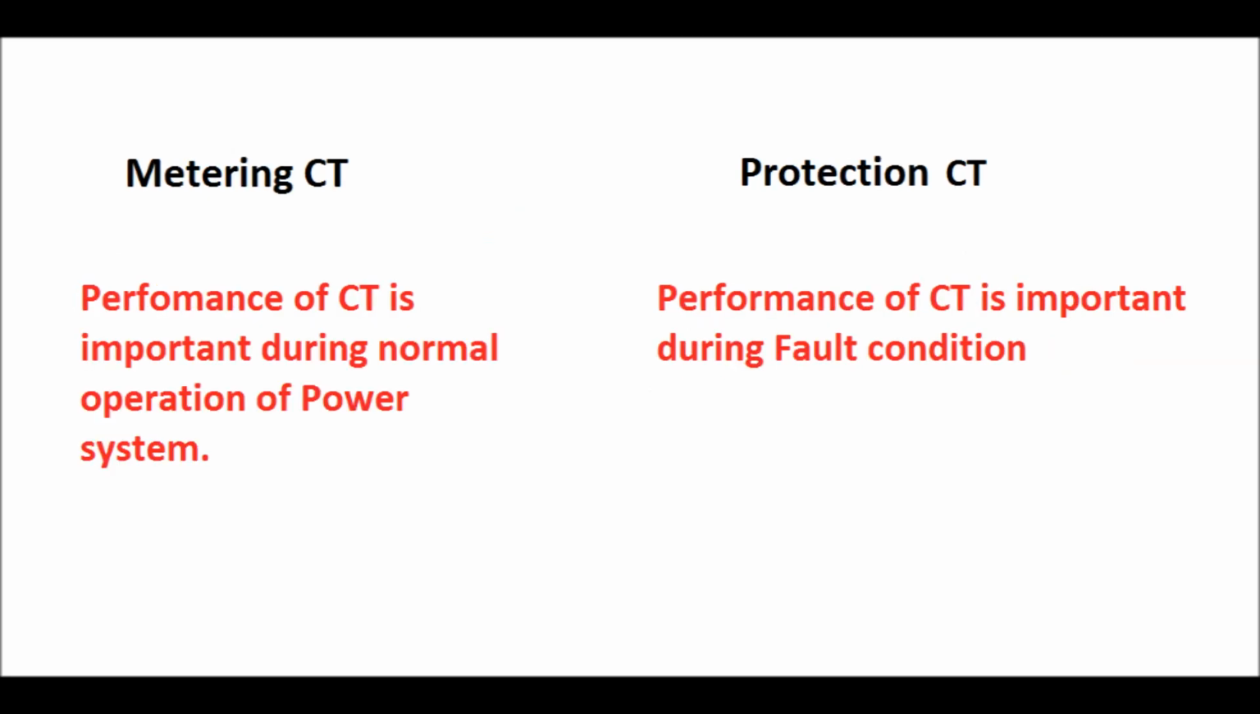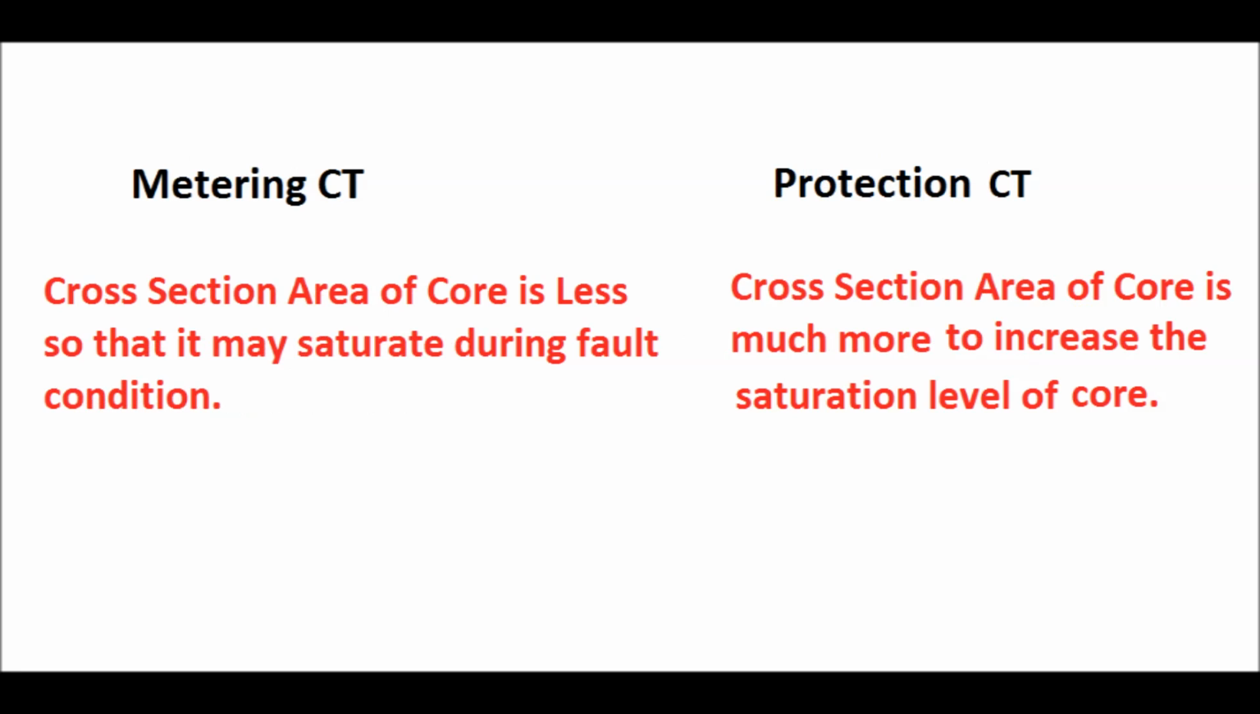Now for the metering CT, performance is important during normal operation of the power system. And for the protection CT, performance is important during fault condition. The cross-section area of the core in case of the metering CT is less, so that it may saturate during fault condition. And the cross-section area of the core of the protection CT is much more, to increase the saturation level of the core.